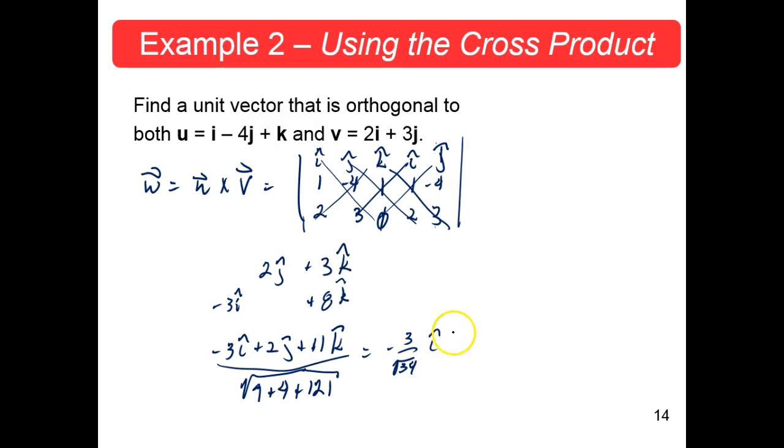I plus 2 over root 134 J plus 11 over root 134 K.